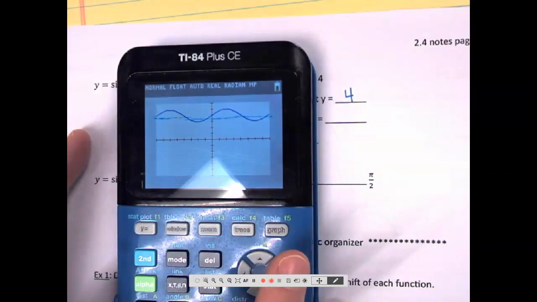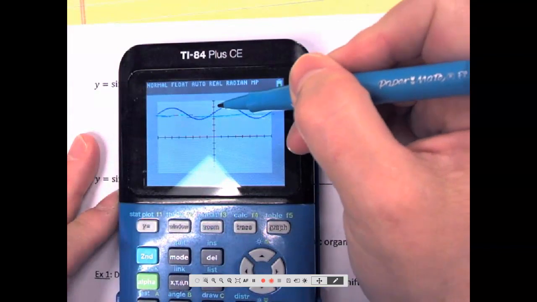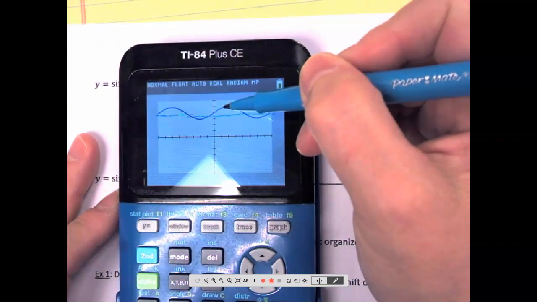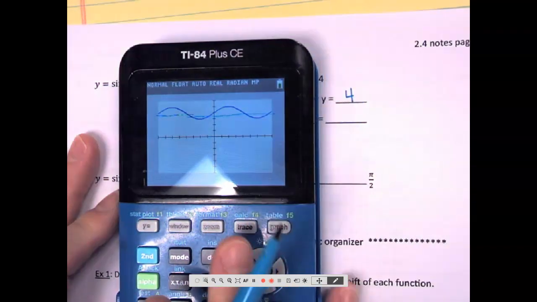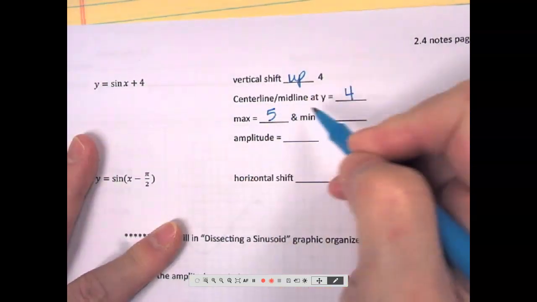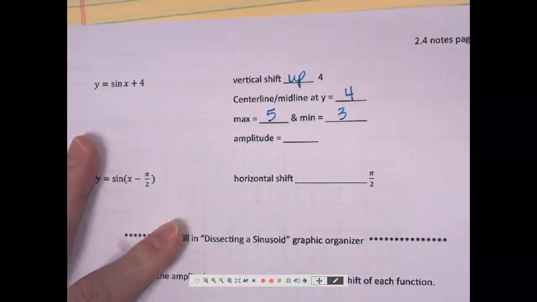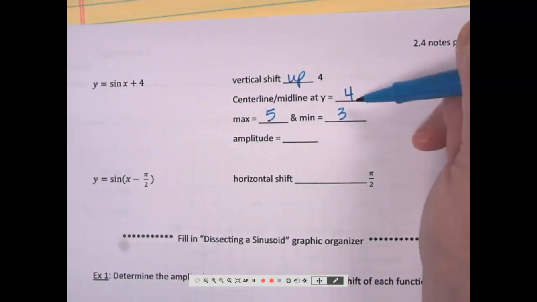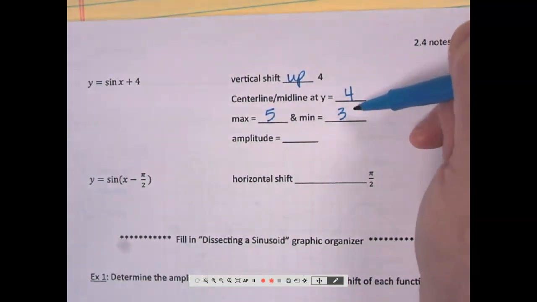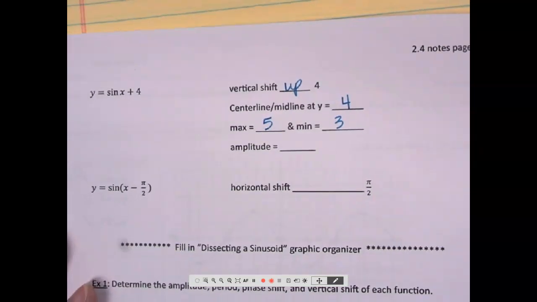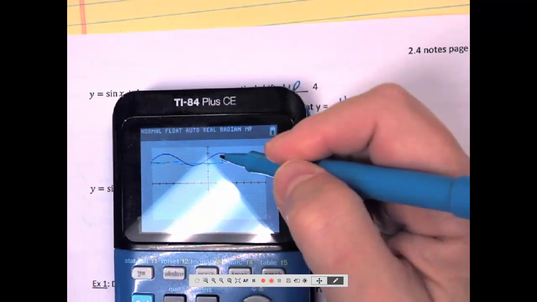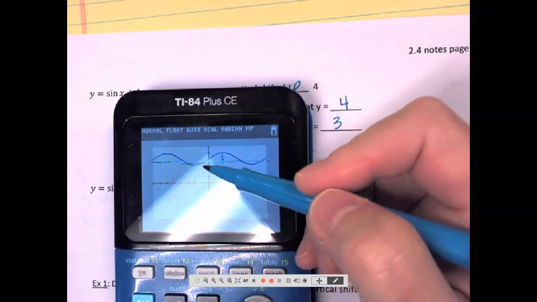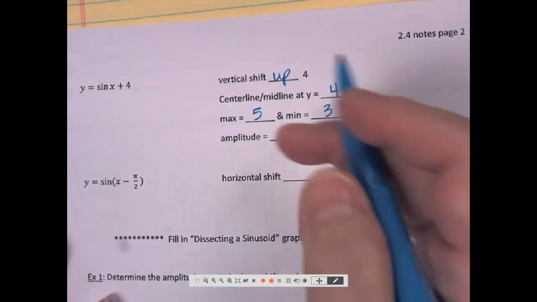Okay, what's my maximum value now? What is this top y value? 5. And what's the lowest y value? 3. Okay, so my max goes up to 5 now, and the min goes down to 3. But that makes sense if we're centering it around 4. That means I'm going one above for the max and one below for the min. What's the amplitude? Still 1. Remember, amplitude is distance from center line to the highest or center line down to the lowest. So the amplitude is still just 1.